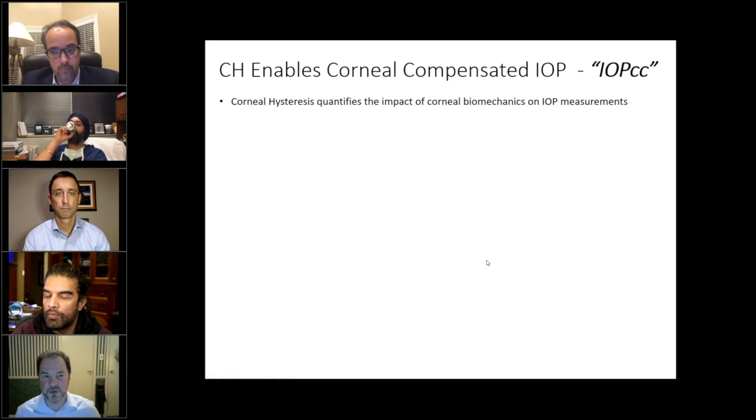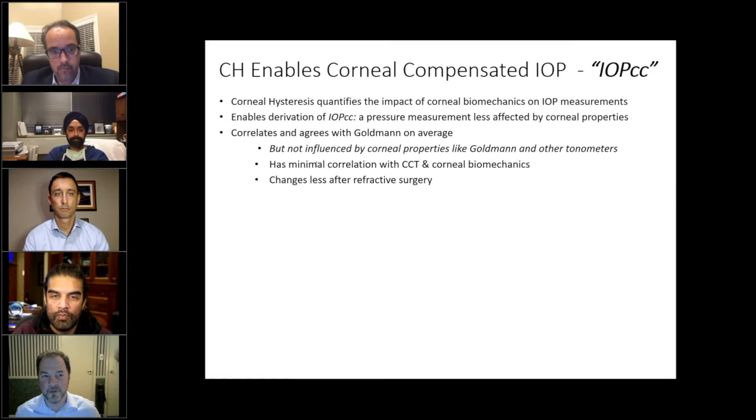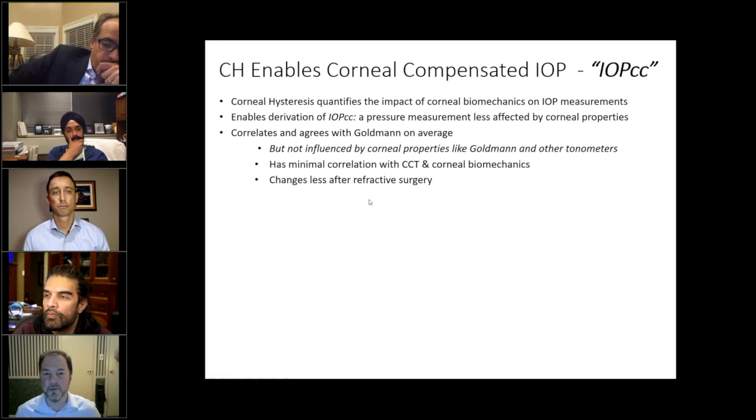This is a pressure measurement that is less affected by the biomechanics and the thickness of the cornea. It agrees with Goldman on average, but it is not influenced by corneal properties like Goldman tonometry is. So it's a Goldman-like number that we believe is giving you something closer to the true pressure, and we like to think of it as how a Goldman tonometer would measure if the Goldman tonometer were not negatively affected by these biomechanics and other artifacts of the cornea.